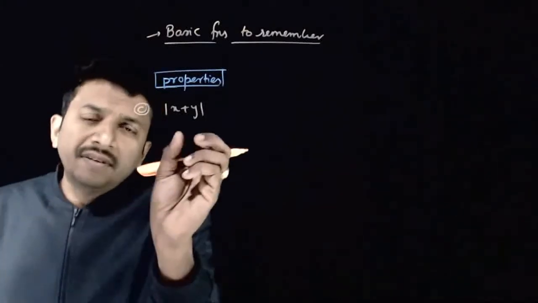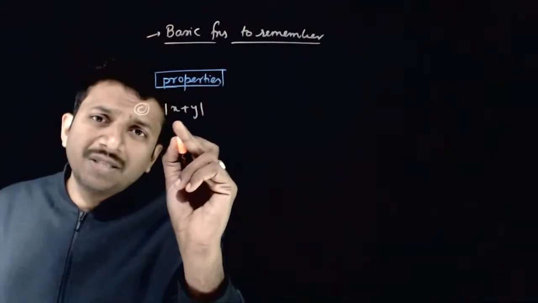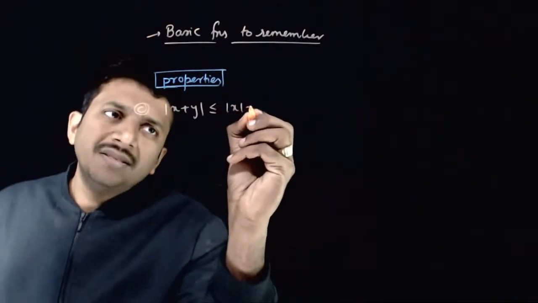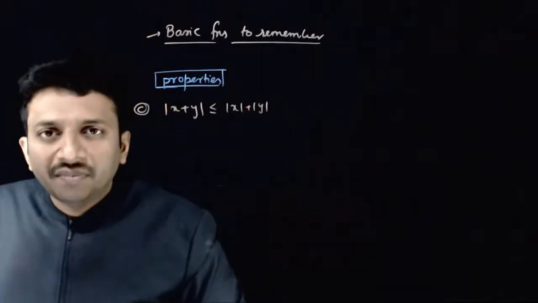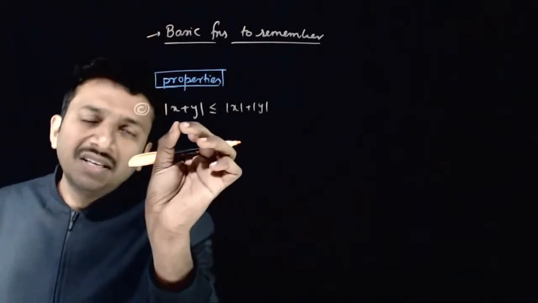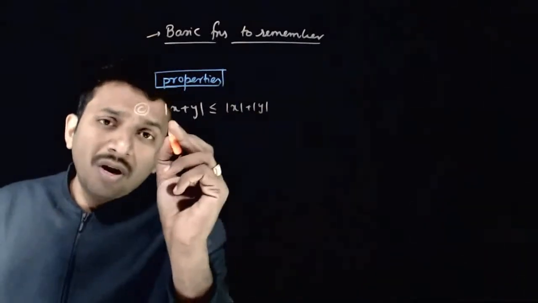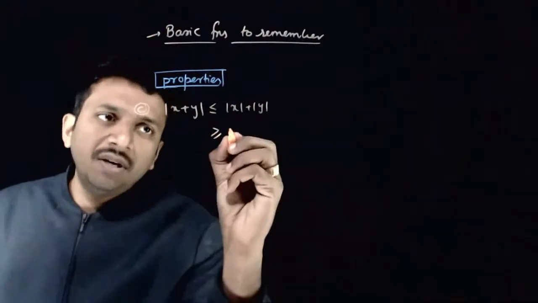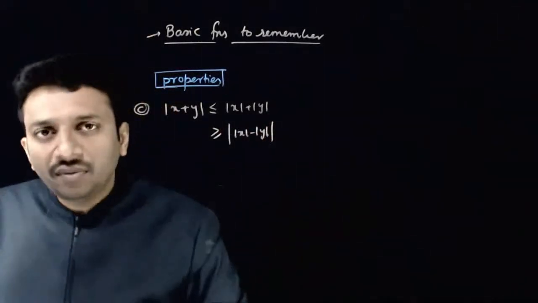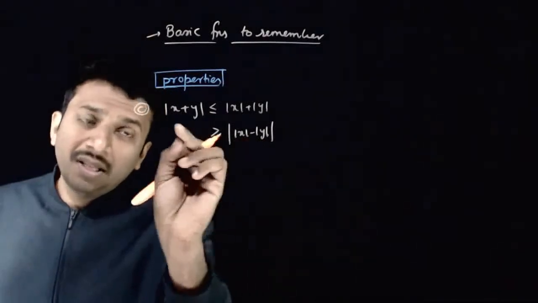So next, you have something called triangular inequalities, where mod of x plus y is always less than or equal to mod x plus mod y. So if you individually add the positive values of x and y, this will always be greater than or equal to the effective value of mod of x plus y. And modulus of x plus y will always be greater than or equal to mod of mod x minus mod y. So if you subtract the effective values of x and y, you get a smaller number than mod of x plus y.